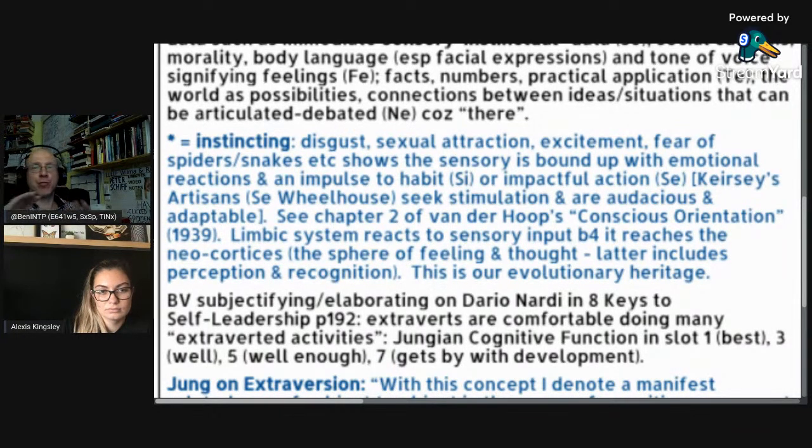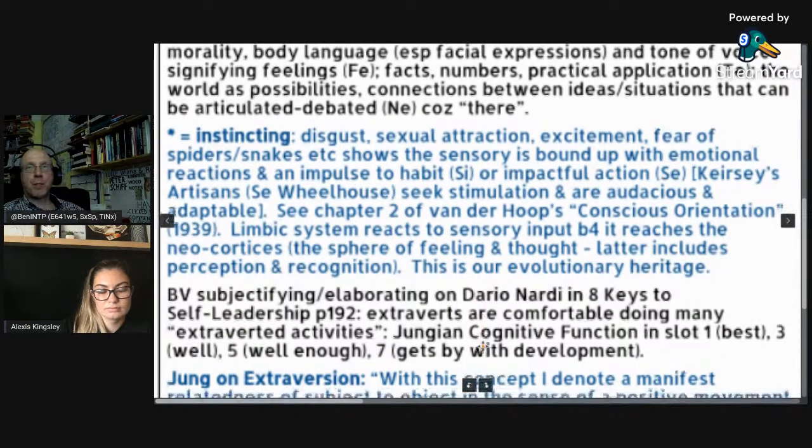And then here, because you like the science, there are some correlates to it. The limbic system reacts to sensory input before it reaches the neocortices, the sphere of feeling and thought. The latter includes perception and recognition. This is our evolutionary heritage. I'll show a bit of that in a moment.